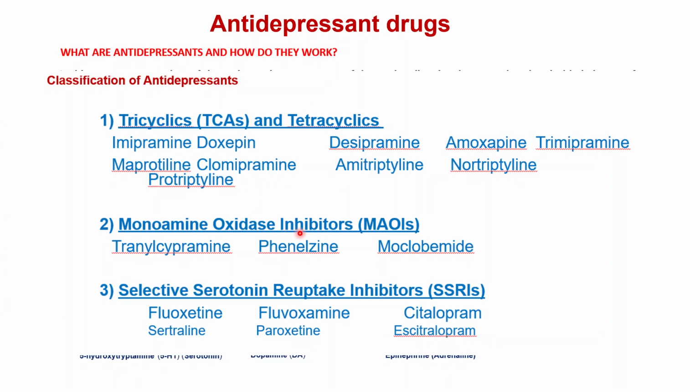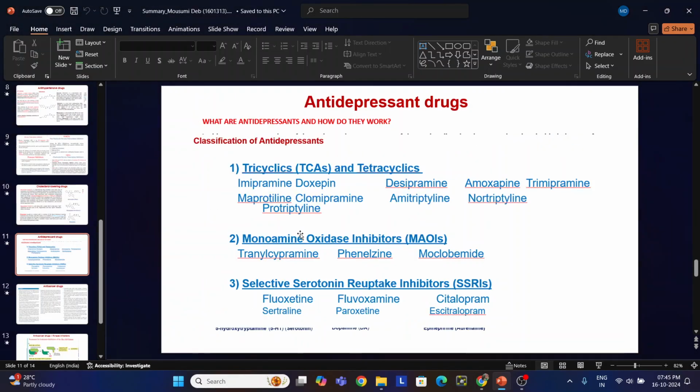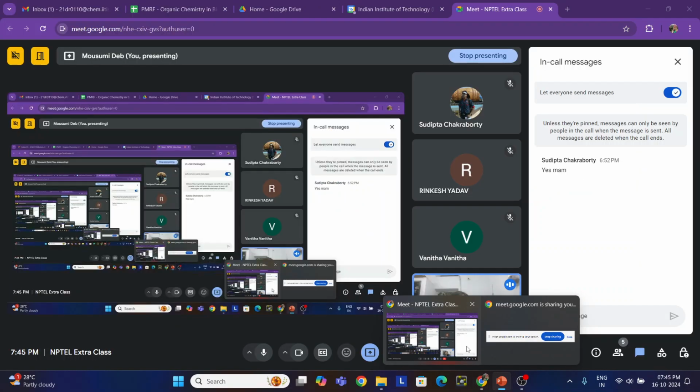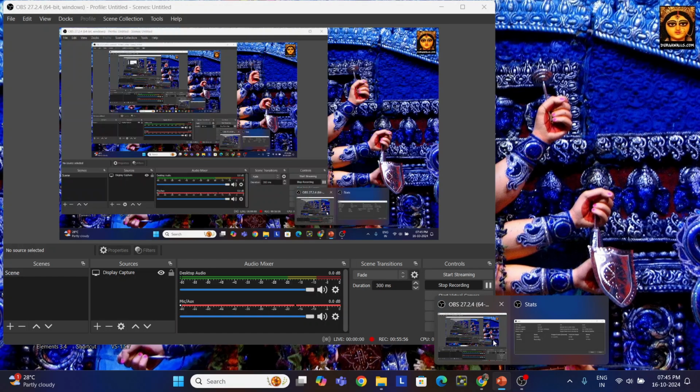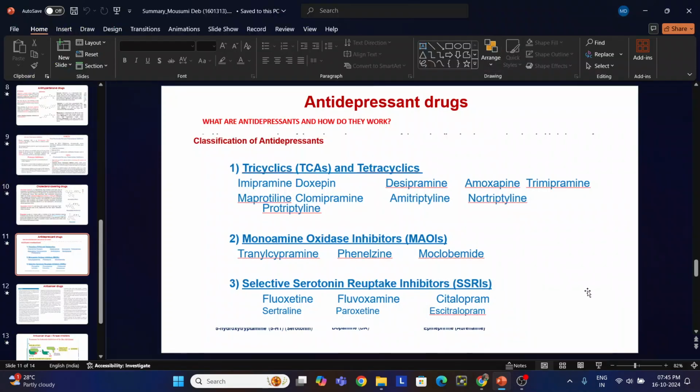I have discussed the monoamine oxidase inhibitors, or MAOIs, a little in my class, and you should know that these are the last resort. This is the last option which doctors prefer, because these also have some crucial side effects.